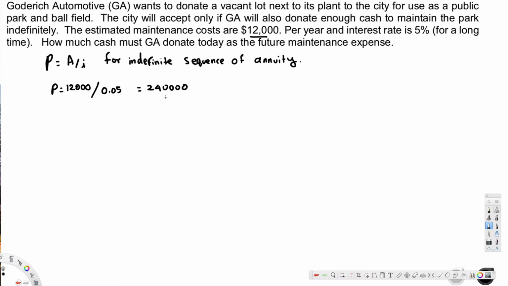And GA must donate 240,000 today to cover the maintenance of this park in the indefinite future. That's the answer. And that's how we do this kind of problems.